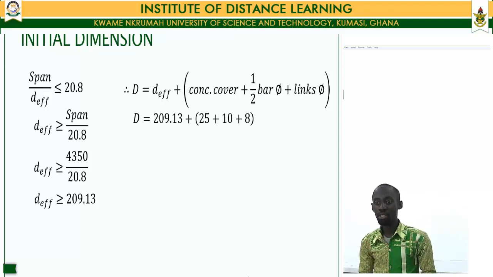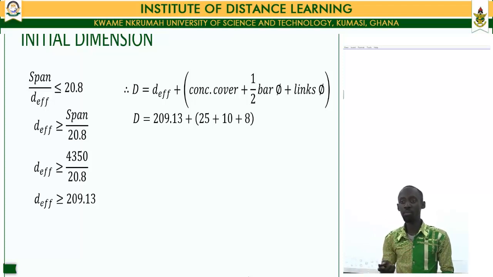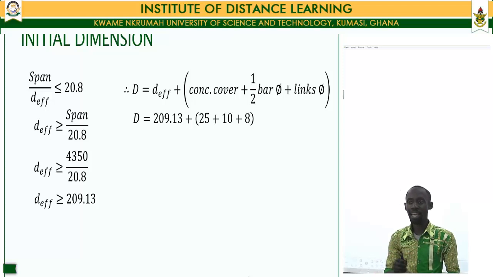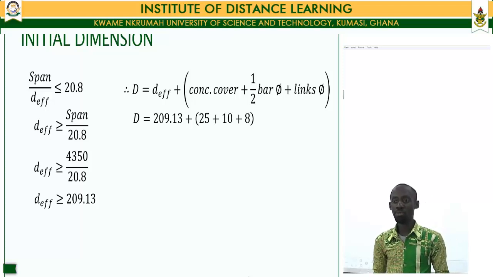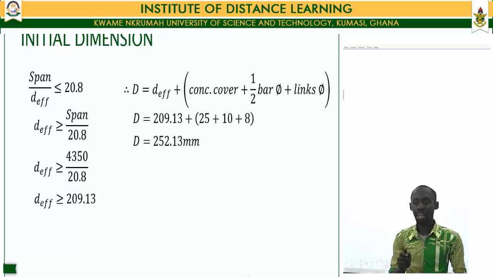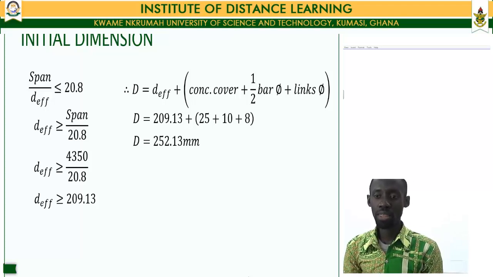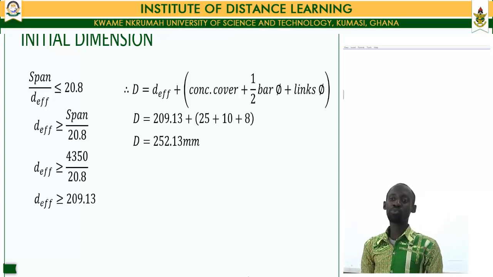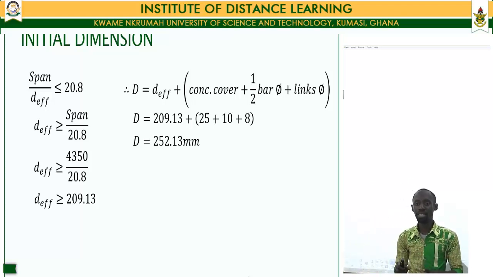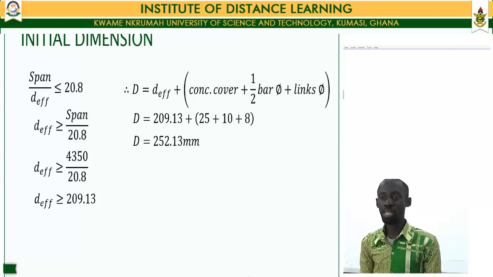209.13. Our cover to reinforcement is 25. Our bar diameter, because it is 20 mm, half of it will be 10. And the diameter for our links, as we realized, was 8 mm. Adding everything together gives us an overall depth of 252.13. Now, the 252.13 is the minimum depth that we can have for our beam, given that we do not want to exceed our span to depth limit.